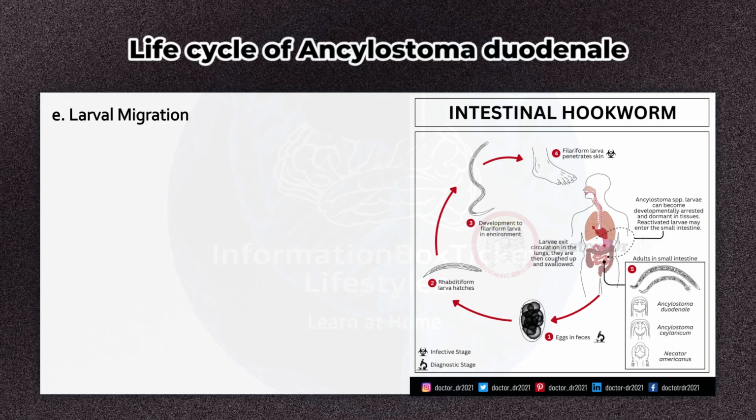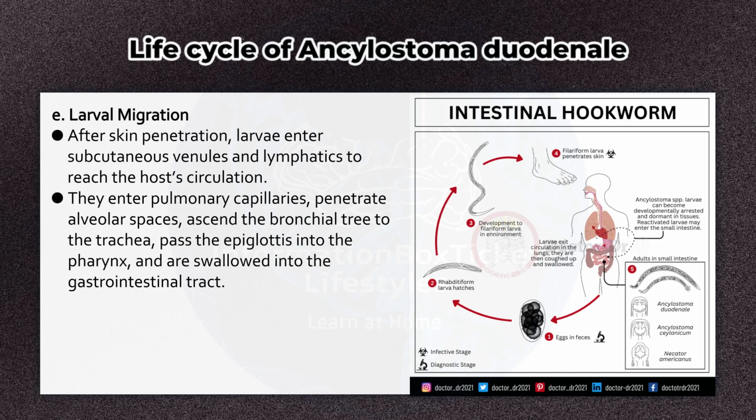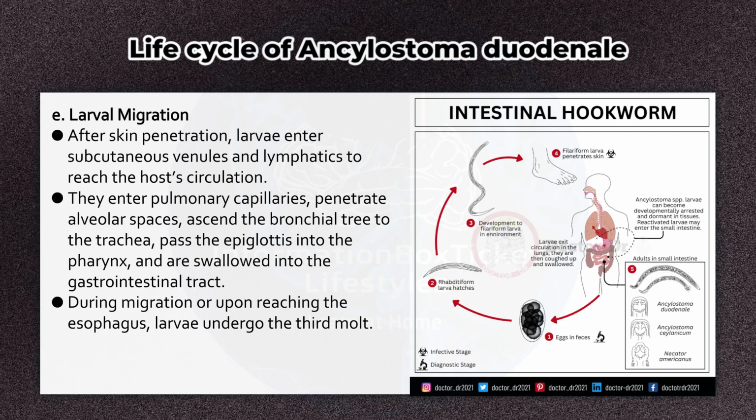E. Larval migration. After skin penetration, larvae enter subcutaneous venules and lymphatics to reach the host's circulation. They enter pulmonary capillaries, penetrate alveolar spaces, ascend the bronchial tree to the trachea, pass the epiglottis into the pharynx, and are swallowed into the gastrointestinal tract. During migration, or upon reaching the esophagus, larvae undergo the third molt.